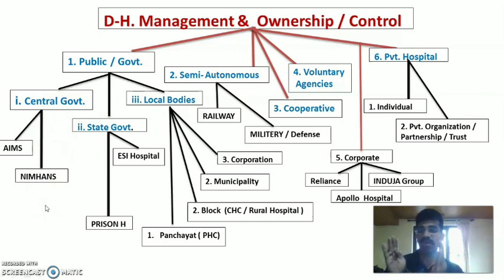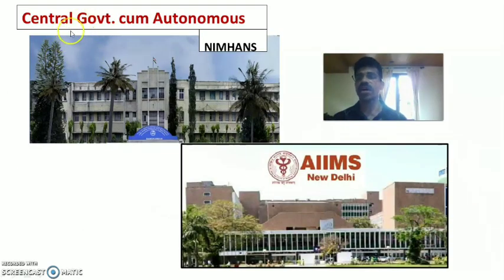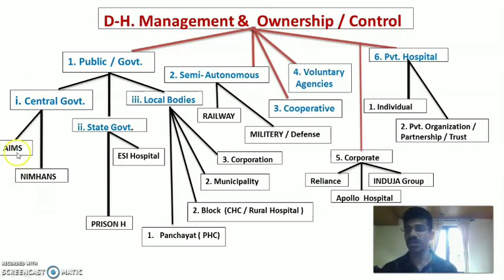It may also be called autonomous hospital because it is mostly controlled by the Ministry of Health and Family Welfare, central government. For example, we have central government autonomous hospitals like NIMHANS Bangalore. Then we have AIIMS New Delhi. These are central government or autonomous hospitals. AIIMS Delhi and NIMHANS Bangalore all come under autonomous hospitals, that is, completely controlled by the central government.